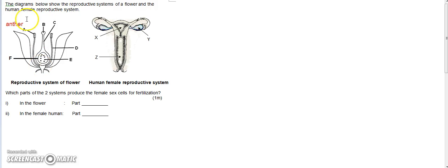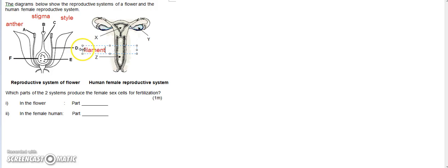B is the stigma. The stigma is where the pollen grains would land and stick itself there. Very easy to remember: stigma, pollen grain, sticks. And you know this is the stigma because it's connected directly to the ovary and the ovules. Okay, C is the style. The stigma is connected to the style, and the style is connected to the ovary. All directly connected. And like I said just now, D is the filament.